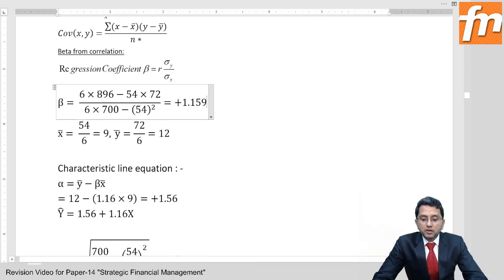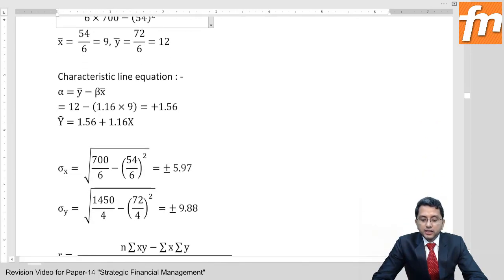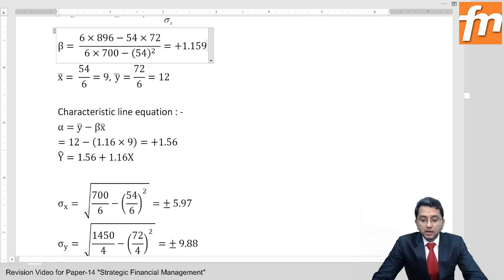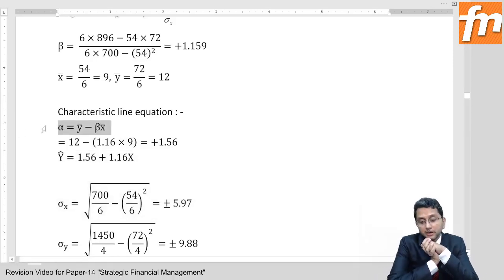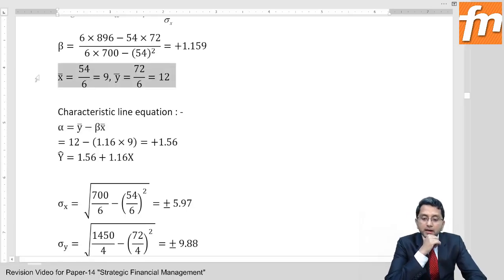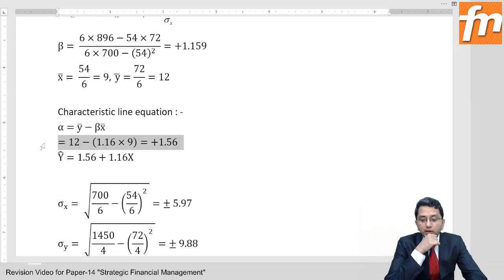Now, what is the equation of the characteristic line, which is actually y is equal to alpha plus beta x. That is the equation of straight line. How do I calculate alpha? So there is a formula: y bar minus beta into x bar. Y bar is 12, x bar is 9. So 12 minus 1.16 into 9. So it is plus 1.56.